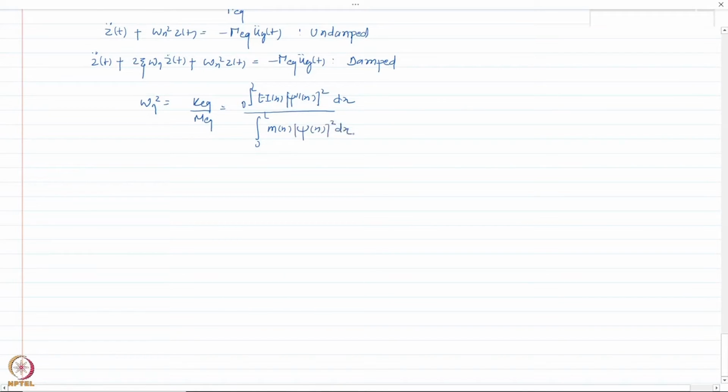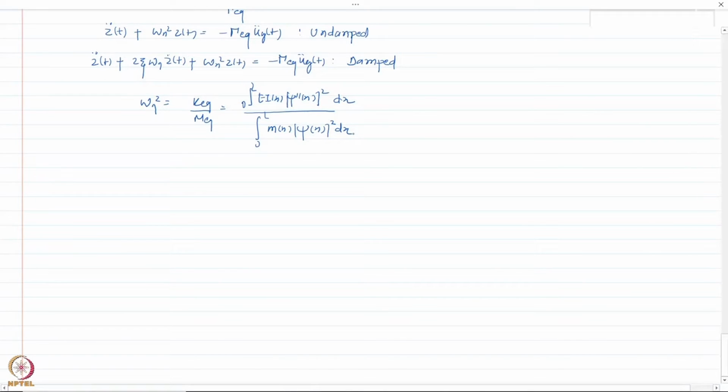So this makes our job a lot easier. This allows us to analyze a continuous system without having to approximate it as a multi-degree of freedom system. A continuous system can be reduced to a single degree of freedom system, which we call a generalized SDF system, with the help of a shape function.